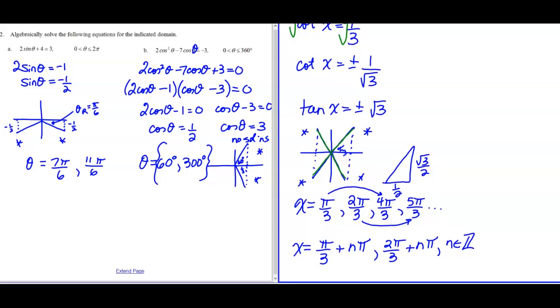Okay, next one's kind of similar. You start on that one. B, secant squared theta minus 4. Again, it's not a difference of squares because there's a 3. So isolate the secant squared.